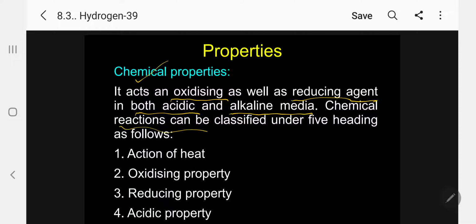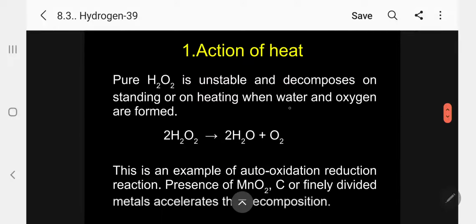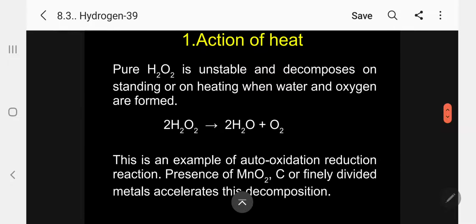Chemical reactions can be classified under 5 headings as follows. One is action of heat. Second, oxidizing property. Third, reducing property. Fourth, acidic property. And fifth, other reactions. Under these 5 headings, I am going to discuss the reactions of hydrogen peroxide. First, action of heat. What happens when hydrogen peroxide is heated?